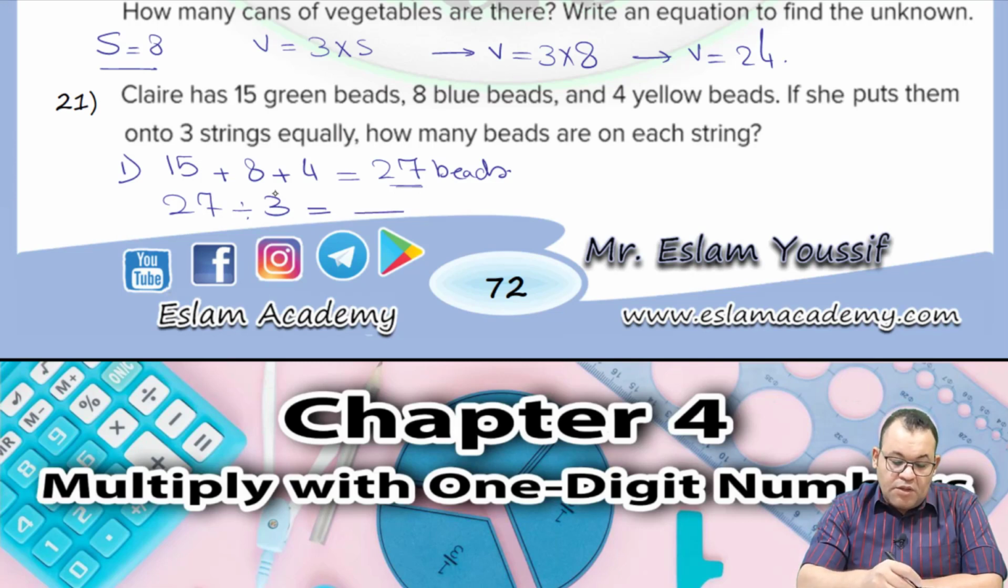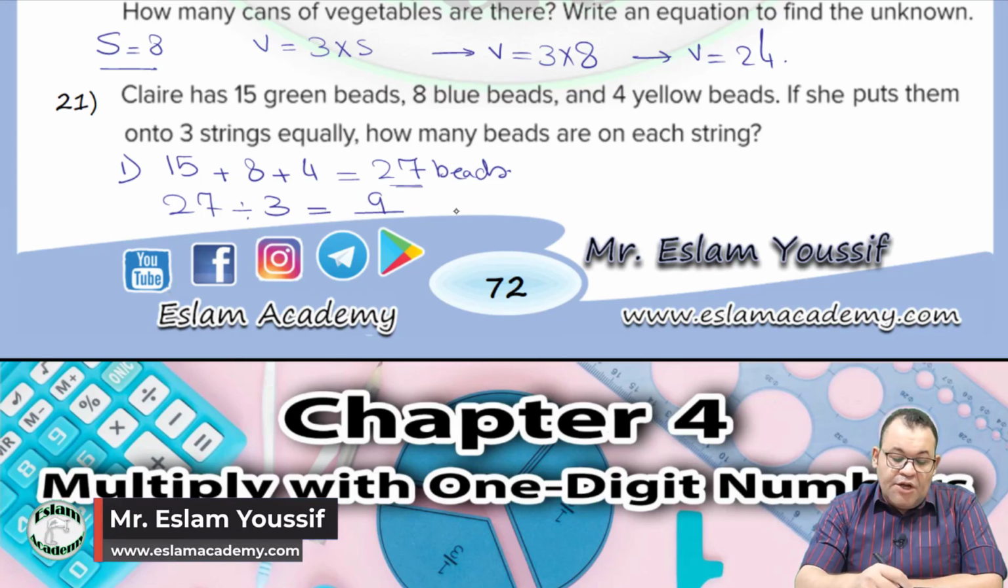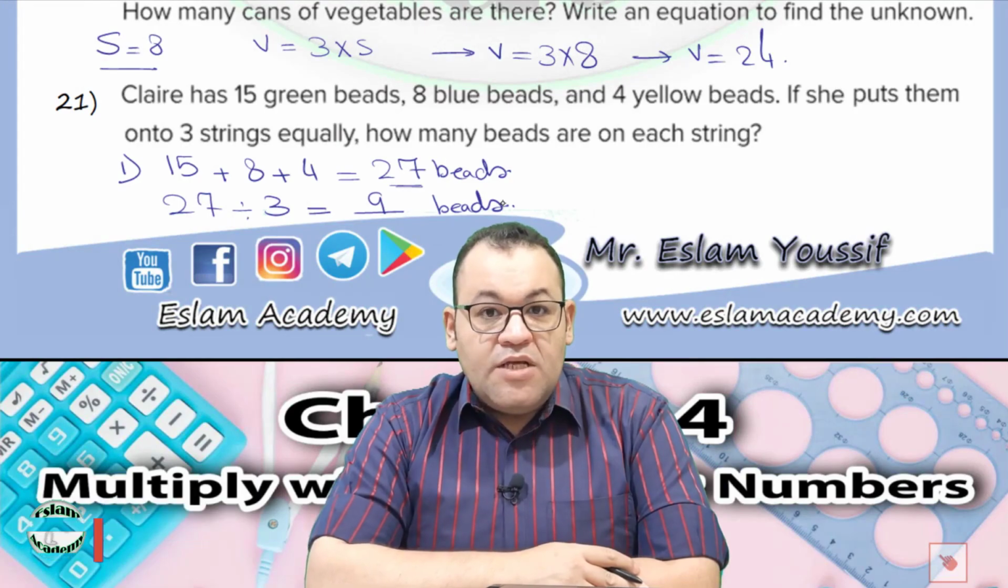What is the number? If I multiply it by 3, it will be equal to 27. You will find that this number will be equal to 9. So it will be 9 peas in each one. And that's all about the lesson in chapter 3.